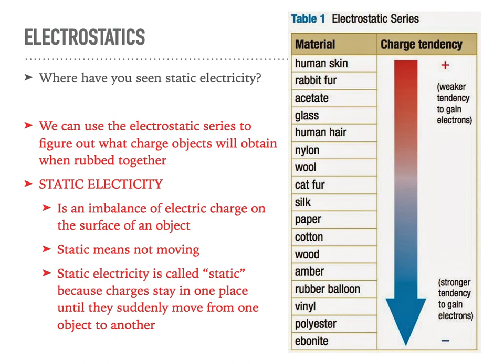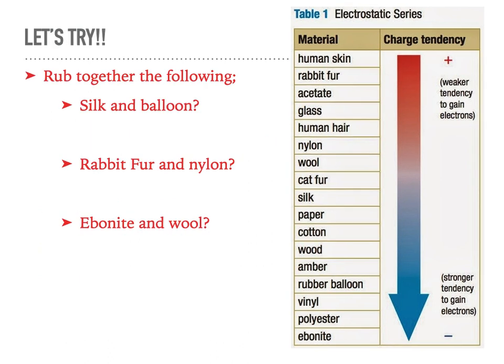So the electrostatic series is a diagram that helps us figure out what the charge will be when we rub two materials together. Static electricity, it's very important to mention, means not moving. We're not putting it through cords and using it as electricity. It's the buildup of electricity on an object. So let's try this. I want you to pause the video and see if you can figure out what the charges would be on the silk and the balloon.